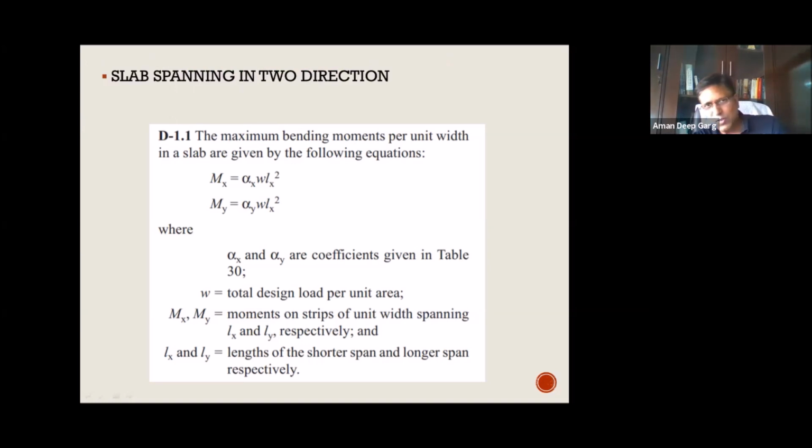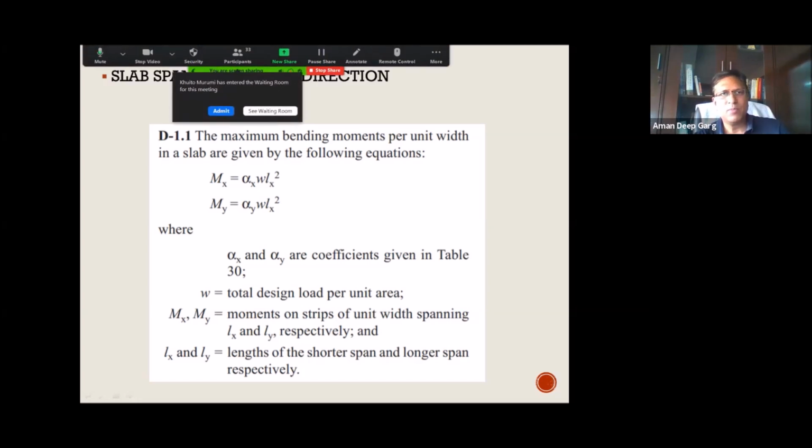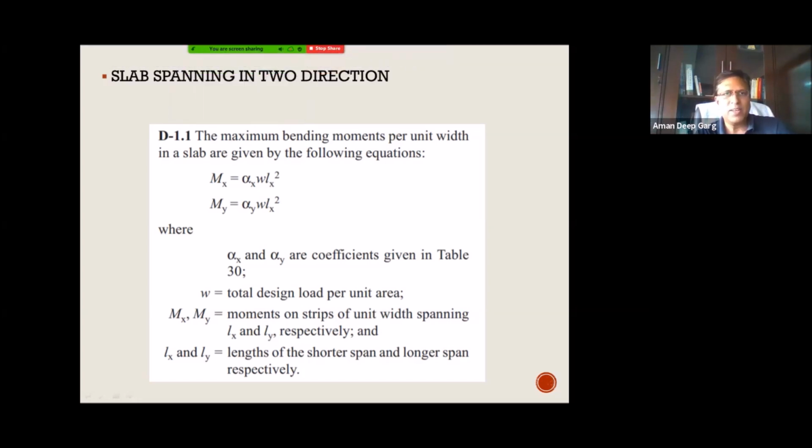And as this ratio keeps on increasing, as we reach near 2 for Ly by Lx, what would happen? The difference will be so high that we can say that the larger span is not taking any load or any moment. The whole of the moment is being taken by the smaller direction, because the smaller direction deflection is governing. It does not want to go down, and the larger span wants to deflect too much, and the smaller direction will not allow that deflection.